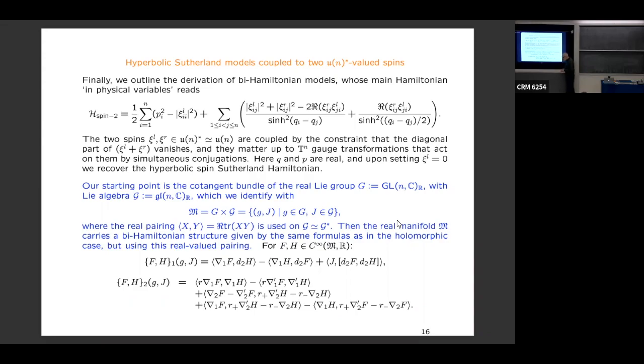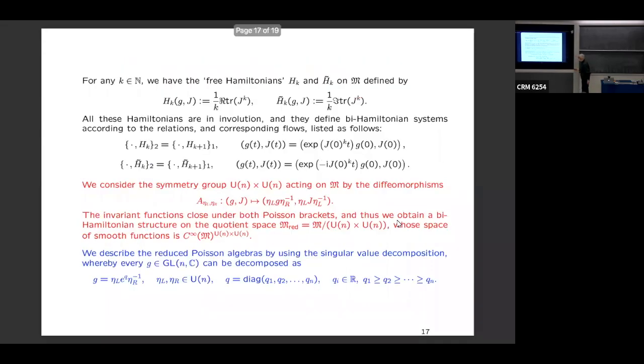And this is a Bi-Hamiltonian structure on this cotangent bundle of GLN(C), regarded as a real Lie group. And then there is a natural family of what I call free Hamiltonians, whose shadows give the commuting Hamiltonians of the integrable system. So just the real part of the trace of J and the imaginary part. Those functions Poisson commute with both Poisson structures, and you can also write their flows.